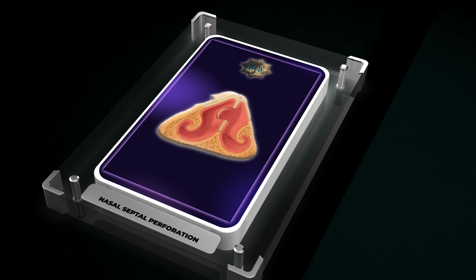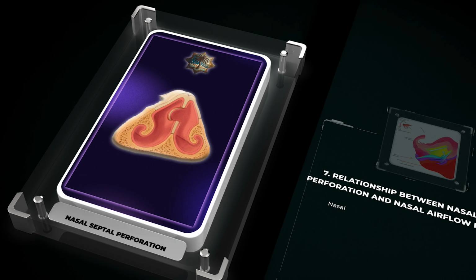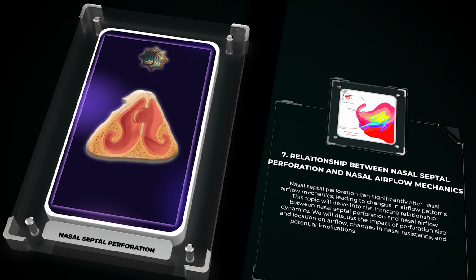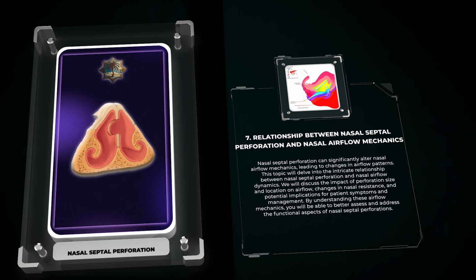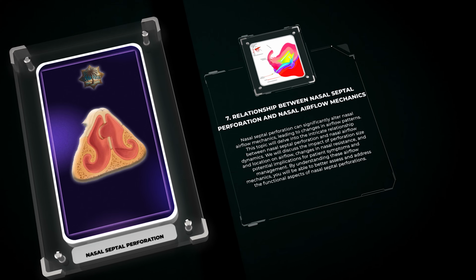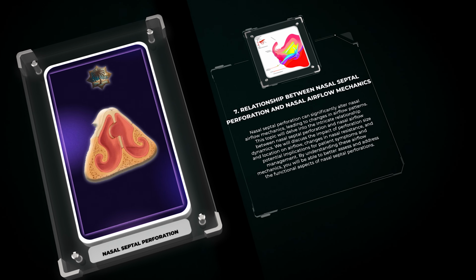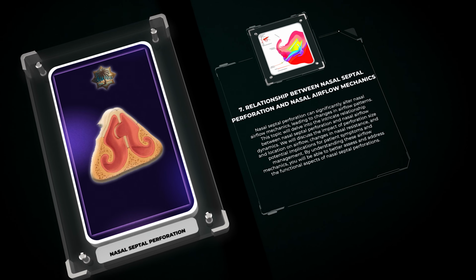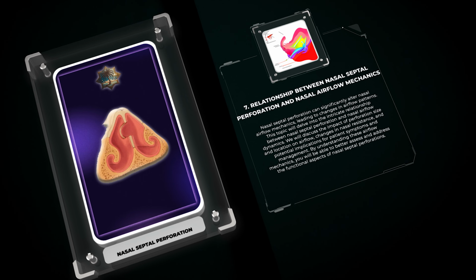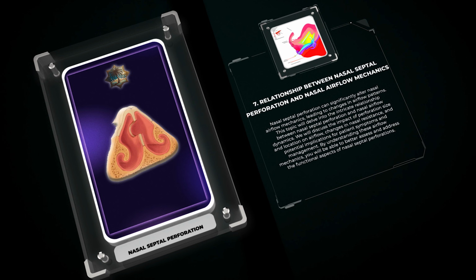Nasal septal perforation can significantly alter nasal airflow mechanics, leading to changes in airflow patterns. This topic will delve into the intricate relationship between nasal septal perforation and nasal airflow dynamics. We will discuss the impact of perforation size and location on airflow, changes in nasal resistance, and potential implications for patient symptoms and management. By understanding these airflow mechanics, you will be able to better assess and address the functional aspects of nasal septal perforations.